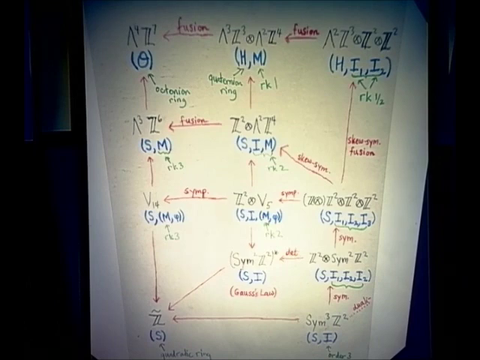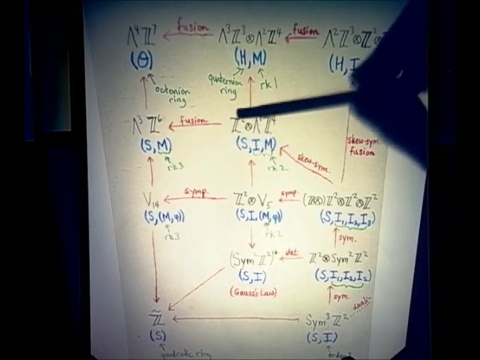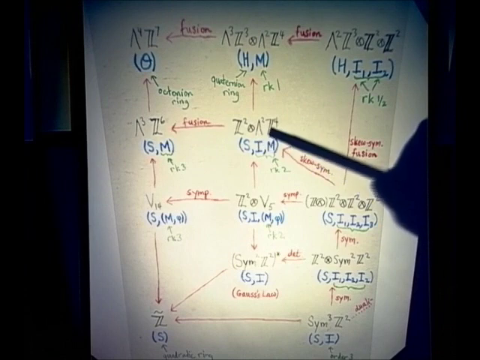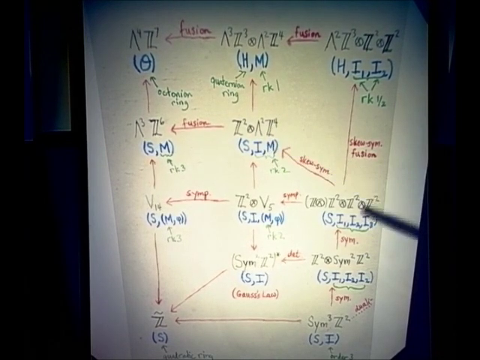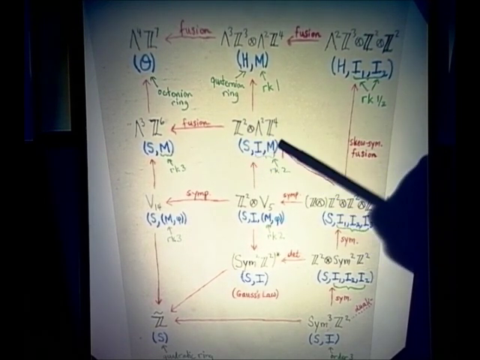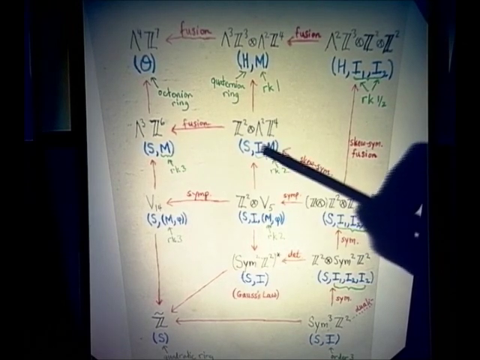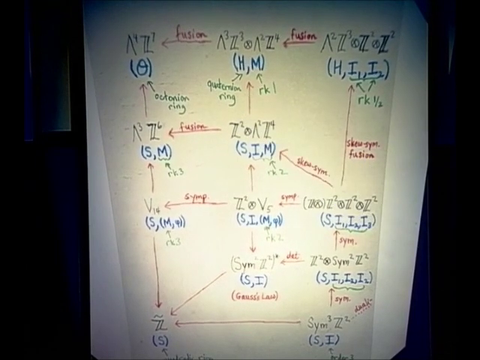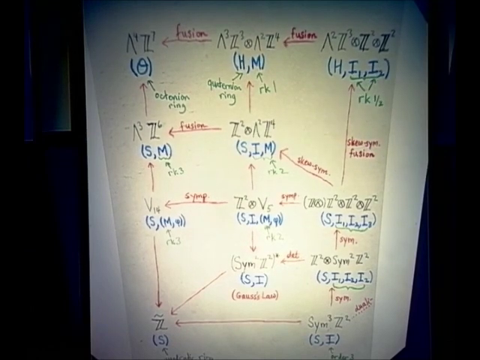And so this space here, Z2 tensor wedge 2 Z4, parameterizes quadratic orders together with rank 2 modules. So there's a relation here, namely that the determinant of m times I should be trivial. So I is determined by m. So really, this space, Z2 tensor wedge 2 Z4, is parameterizing rank 2 modules over orders in quadratic fields. So just like Gauss composition parameterizes rank 1 modules, this space parameterizes rank 2 modules for orders in quadratic fields.